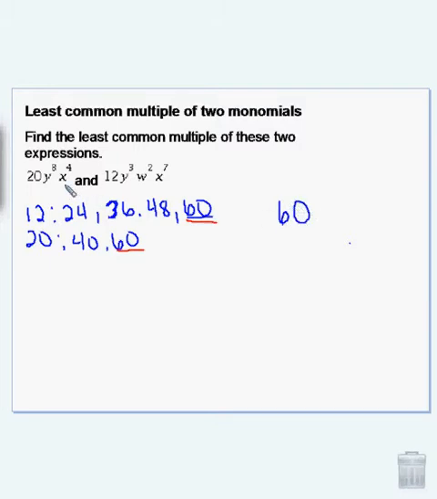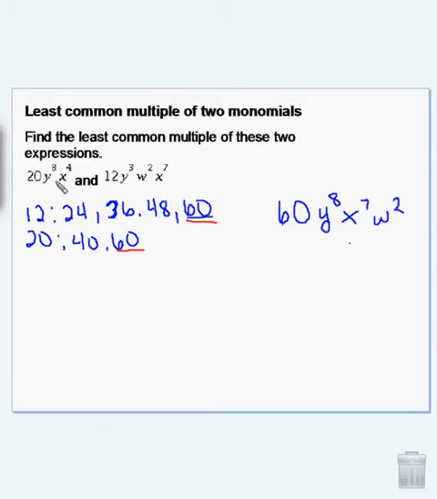Now I need to deal with my variables. We have y to the 8th, y to the 3rd. You want to pick the larger exponent. I have x to the 4th and an x to the 7th. And then I have a w squared. Now that needs to go in there.